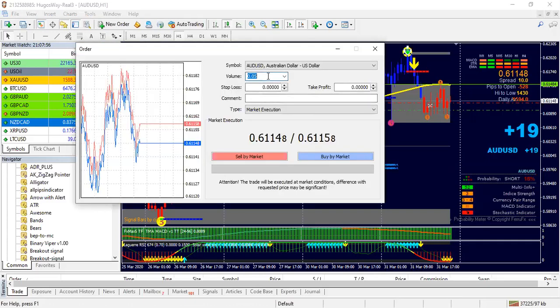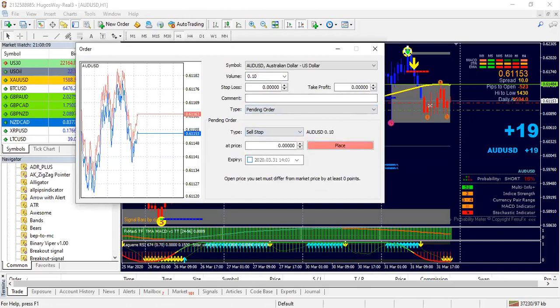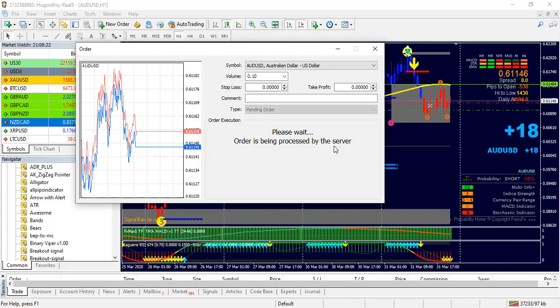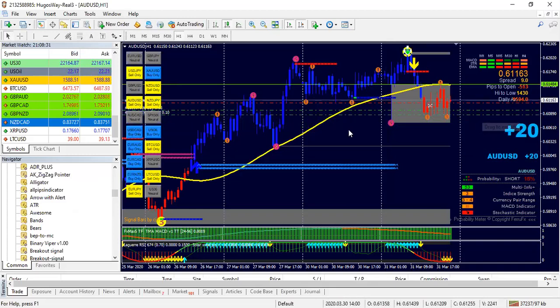Do a sell stop, I'll do a 0.1. It's $1 a pip. Put a pending order for a sell stop. And we're going to do it at 6061. I'm going to pull it up. I'll put my sell stop right about there.